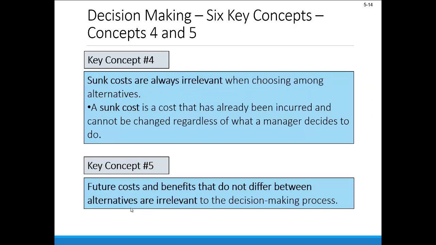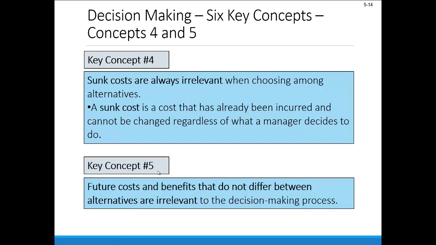Now, a term we introduced way back in Chapter 1, and you may be familiar with from other classes, are sunk costs. That's a cost that's already been incurred in the past. It can't be changed no matter what we do going forward. Because of that, those things are always irrelevant when choosing among alternatives, at least for our purposes here.